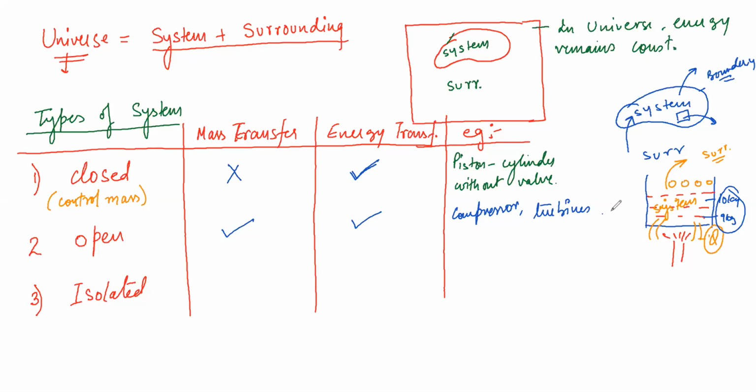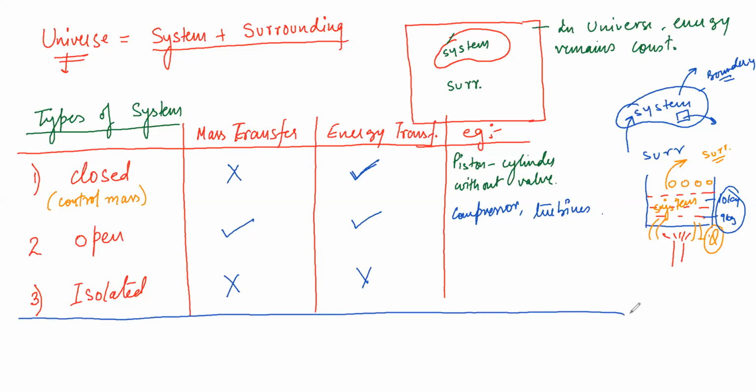Now, the important one, that is your isolated system. Whenever I'm talking about the isolated system, always remember that isolated systems are those systems in which there is no mass transfer, there is no energy transfer. Always remember in isolated system, there is no mass transfer and there is no energy transfer.